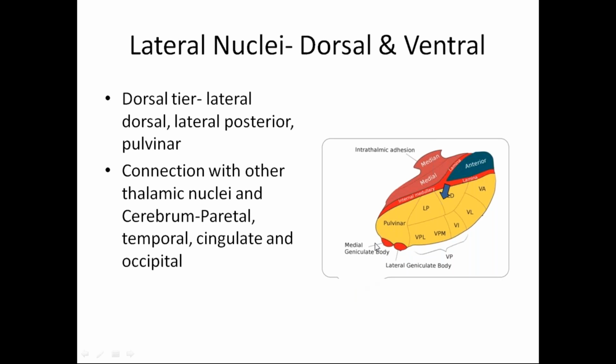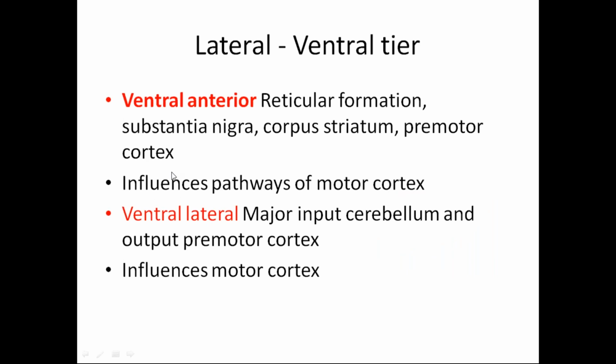While the lateral group of nuclei, the lateral dorsal and lateral posterior with pulvinar, connect the thalamic nuclei with the cerebrum, parietal, temporal, cingulate and occipital cortex. The ventral anterior nuclei are connected with the reticular formation and substantia nigra. So that is with the extrapyramidal pathway with the corpus striatum, that's basal ganglia, the substantia nigra, influencing the premotor cortex. It influences the motor cortex. The ventral lateral major part comes from the cerebellum and output again goes to the cortex.